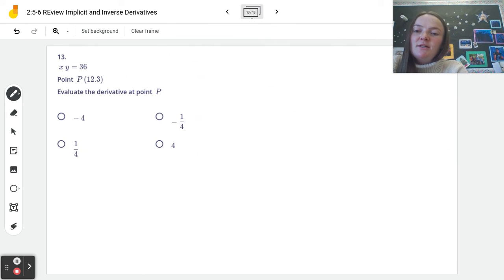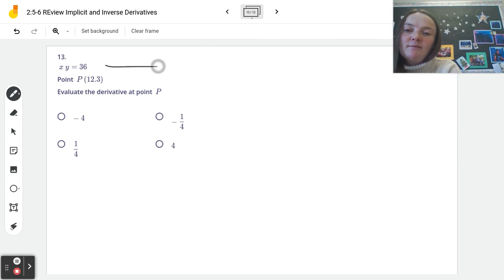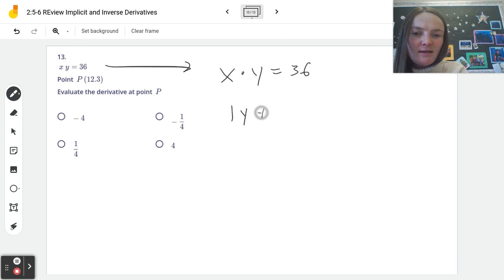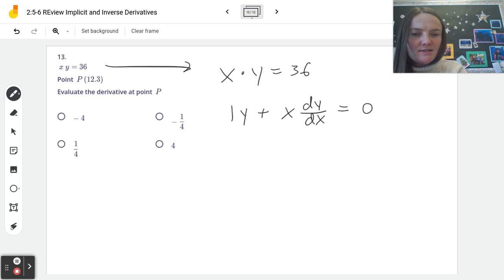Okay, very last question here. It says evaluate the derivative at point P. Okay, so remember here, this is x times y is equal to 36. We're taking the derivative. It's assumed we're taking the derivative with respect to x. It should probably say it, but oh well. So let's take this derivative here. We're going to take derivative of the first, which is 1, copy paste the second, plus the first times the derivative of the second, and derivative of 36 is 0.